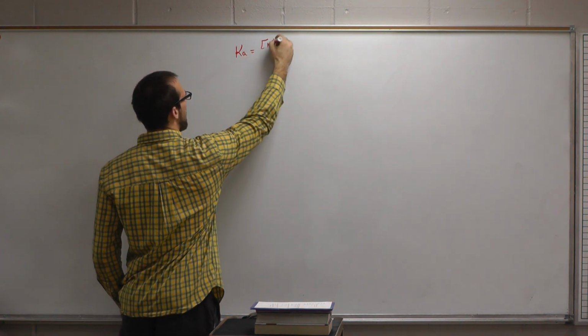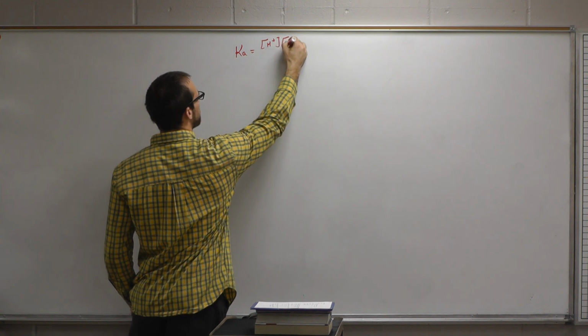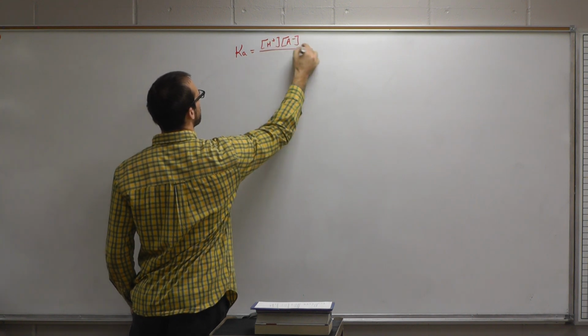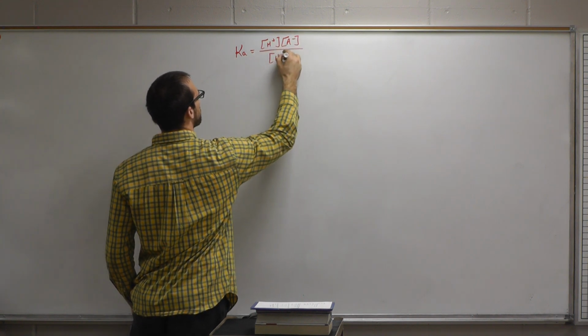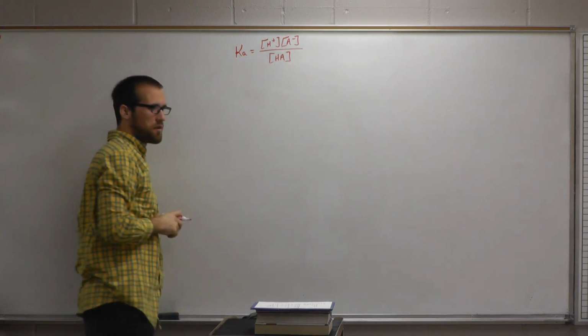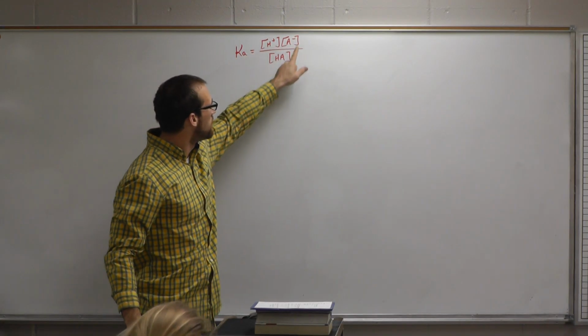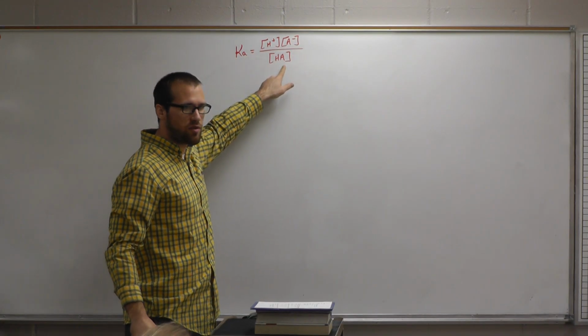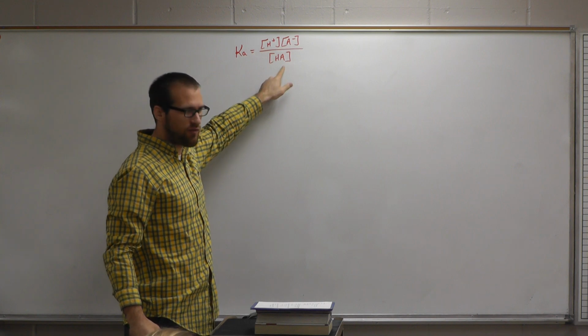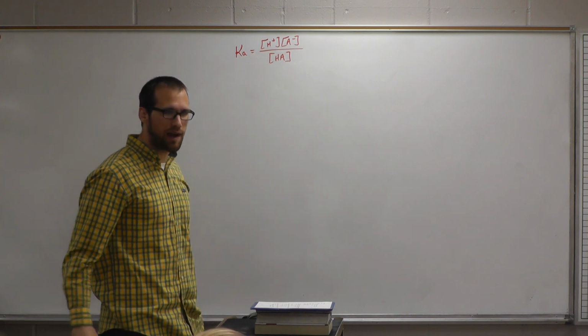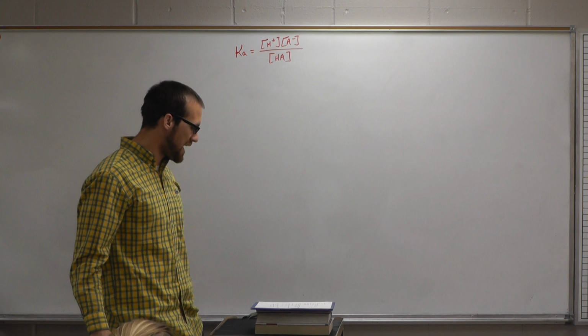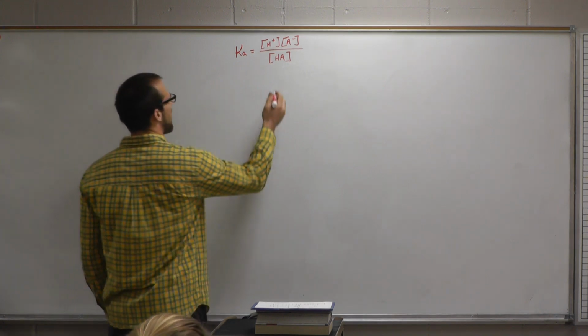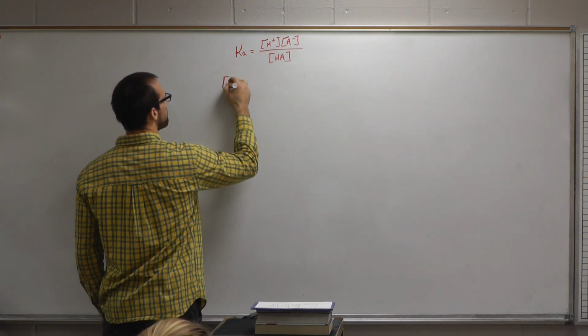When we do our Ka expression, this is usually what we get. Correct? Your acid is going to give off a proton and a conjugate base, and you're starting with your weak acid. This is the format that we've been doing for any weak acid problems. Then the other day, what we did is we took that and we solved for the H plus.